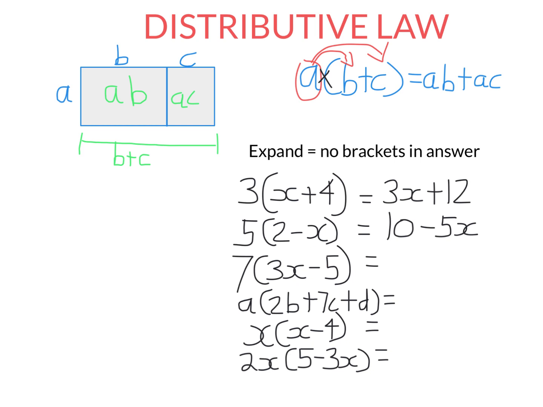This one we will do the same way. 7 times 3x. 7 times 3 is 21. Then we add the x. And then 7 times negative 5, not 7 times positive 5, gives us 35. Here we've got one with multiple variables and multiple terms in the brackets, but we're not going to do it any other way. We distribute the A to the first term, so A times 2B is 2AB. Now we multiply A by positive 7C, and then we multiply A by positive D.